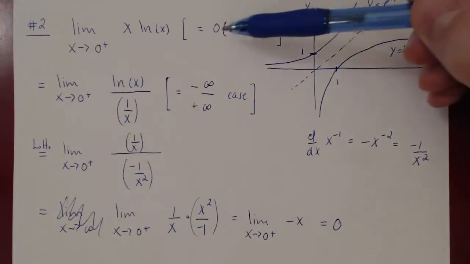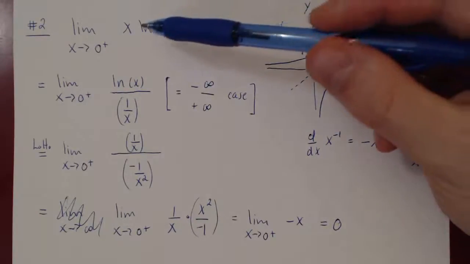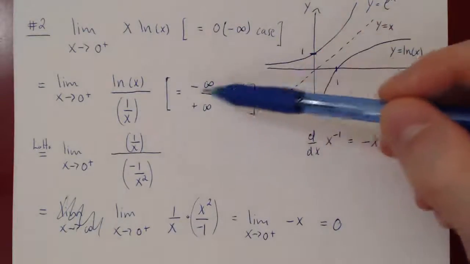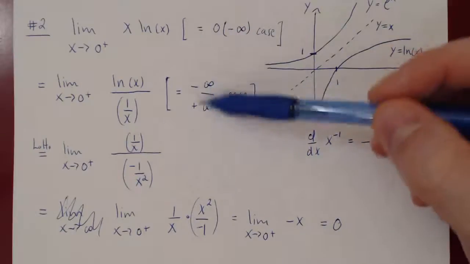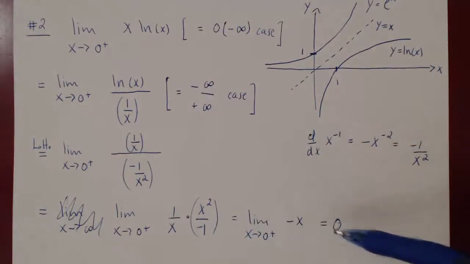So once again, we had an infinity times 0 case, the expression being x times ln of x. We rearranged the expression so as to get an infinity over infinity case, and then we were able to use L'Hopital's rule. Simplifying the expression gave us a limit of 0.